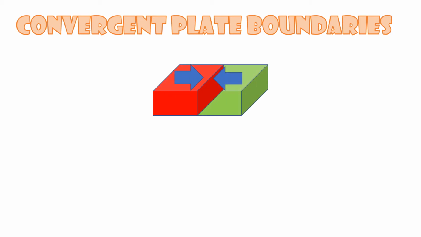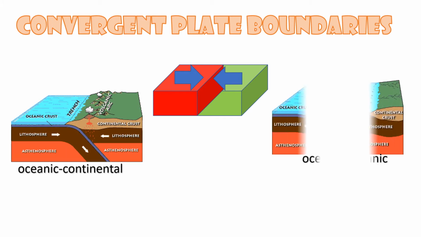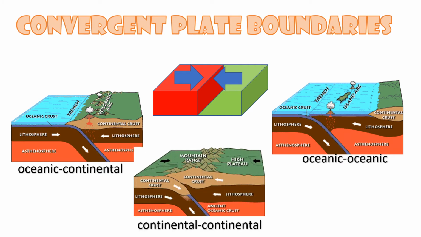As we have learned in our past lesson, convergent plates are plates that move towards each other and cause destruction. In this video, we are going to explore the three types of convergent boundaries: the oceanic-continental convergent plate boundary, the oceanic convergent plate boundary, and the continental convergent plate boundary. Please take note of the geological features and events associated with each type of convergent plate boundary. Let us take them one by one.